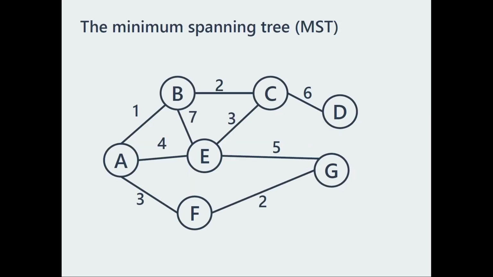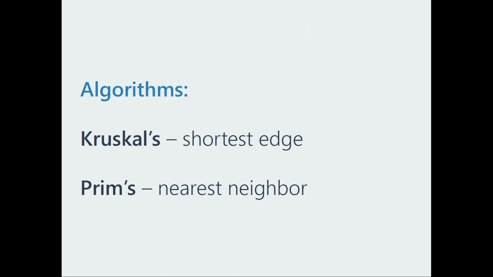Let's have an example. I'm sure you still remember the minimum spanning tree problem. Here we find the minimum possible number of edges where each vertex is connected, and that the sum of all the edge weights is minimum without forming a cycle. There's two popular greedy algorithms for this, namely Kruskal's and Prim's. For Kruskal's, you always get the shortest edge. For Prim's, you get the nearest neighbor.